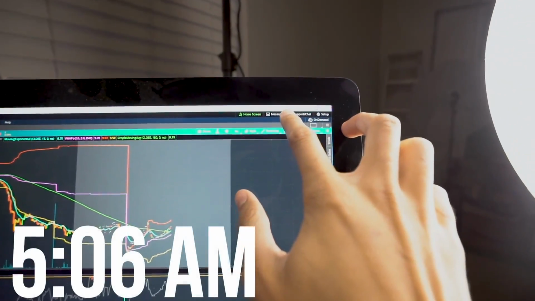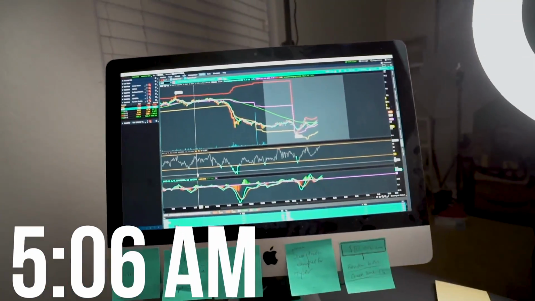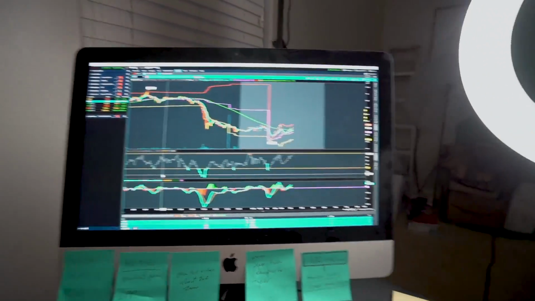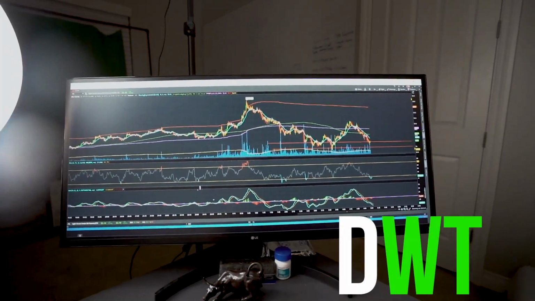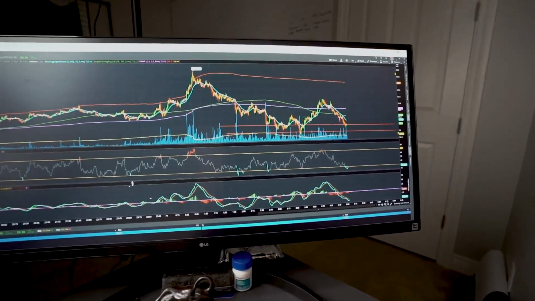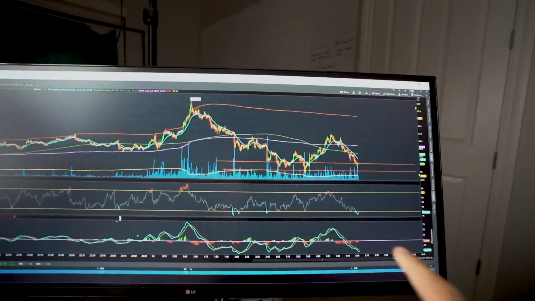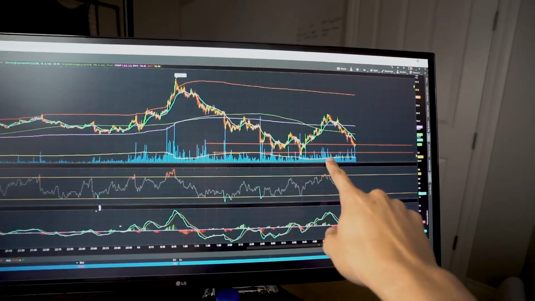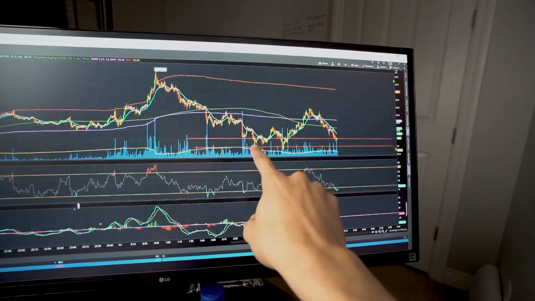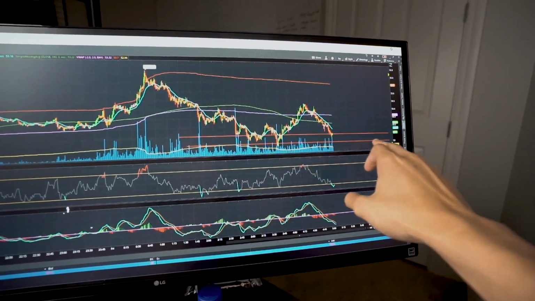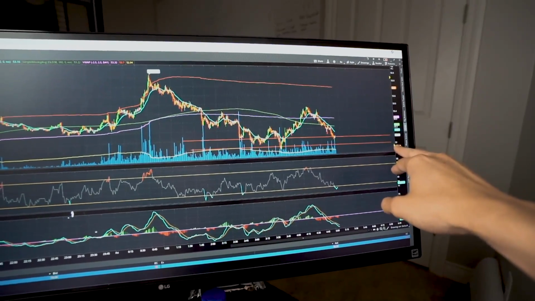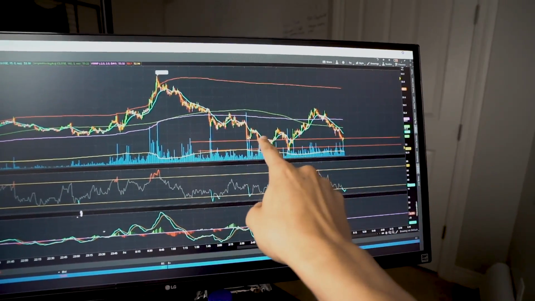All right, guys, it's 5:06 a.m., so just a couple minutes later, and I just sold my position on DWT. So again, why is it that I sold? You guys can see that again, I talked about this general price range where I previously found a support. I labeled the 53, which is what I talked about, and 53.10 to be this general support range.